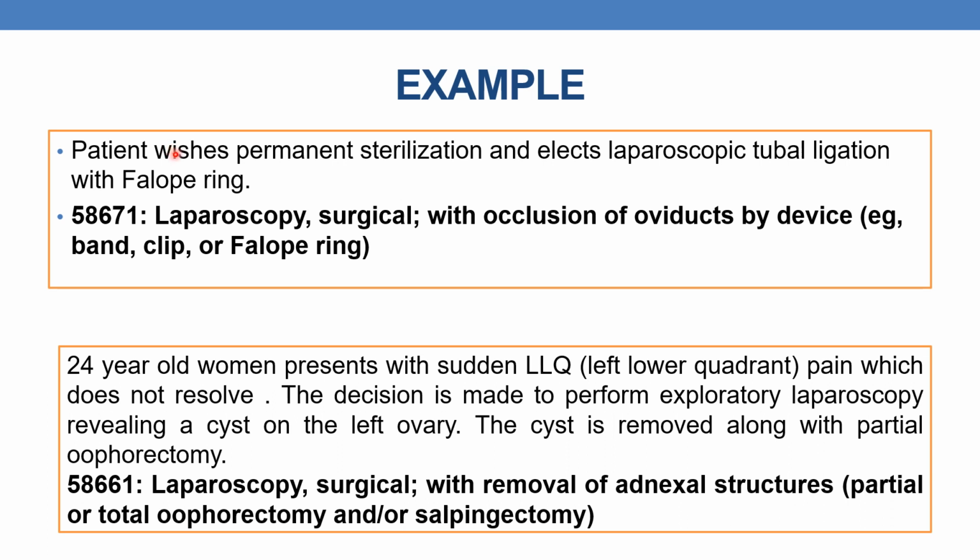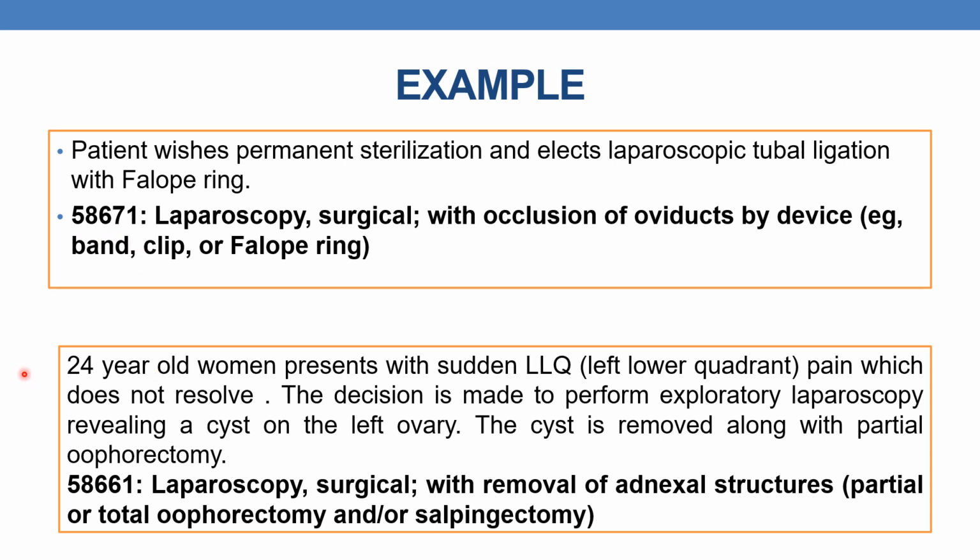Now let us see examples. Patient wishes permanent sterilization and elects laparoscopic tubal ligation with fallopring. Here the occlusion of oviducts is performed along with laparoscopic tubal ligation with fallopring. So the CPT is 58,671, laparoscopy surgical with occlusion of oviducts by device, for example band, clip or fallopring. Here the device is fallopring. So the CPT is 58,671.